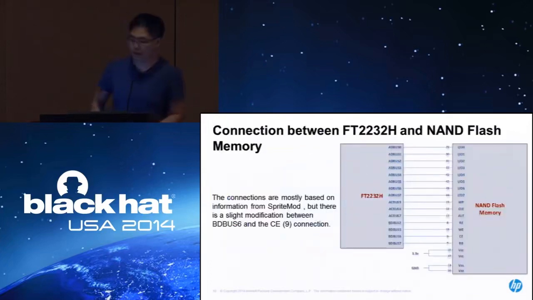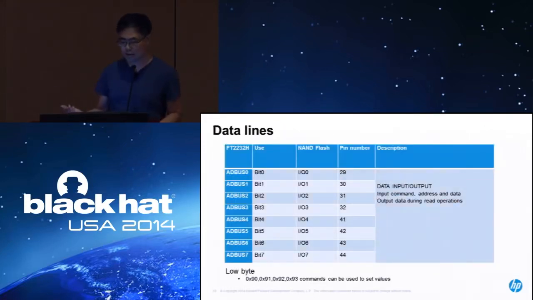The connections between the FTDI chip and the flash look like this. It's mostly based on the schematic from SpriMode. I tweaked it a little bit; some pins like CE, chip enable, were not connected the first time, but it is connected in my implementation for some special operation. On the left side are the pins from the FTDI chip. On the right side are the pins from the NAND flash, and they are connected together.